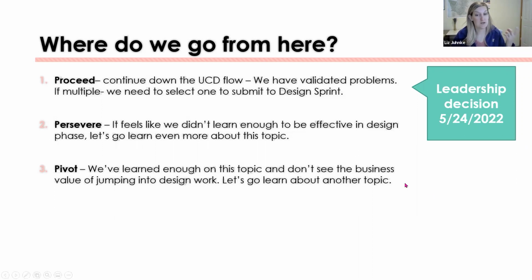The most common choice, of course, especially in enterprise work, because we're already pretty sure this stuff needs to be done, and user research is more of a tool to validate what our assumptions are. So number one is to continue down the UCD flow. I've just validated all these problems. We have a lot of problems to solve. Which one do we want to submit to Design Studio or Design Sprint?